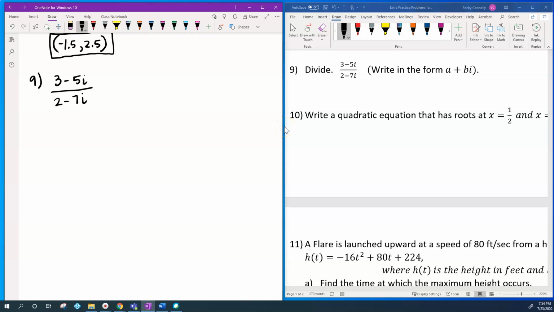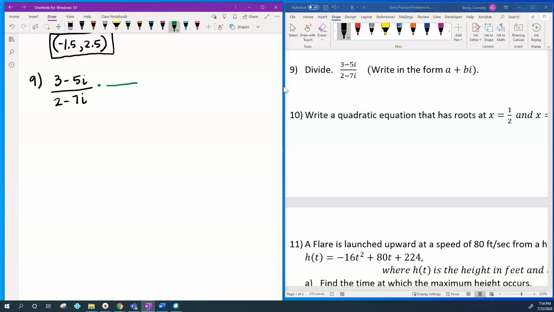Any ideas? How would we do this? It says divide, and I feel like sometimes those instructions get people not sure what to do. So can anybody help us out? What do you think we need to do here? Multiply by the reciprocal. I'm close. Not multiply by the reciprocal, but multiply by the conjugate. Is that what you meant? Yeah, I thought so.